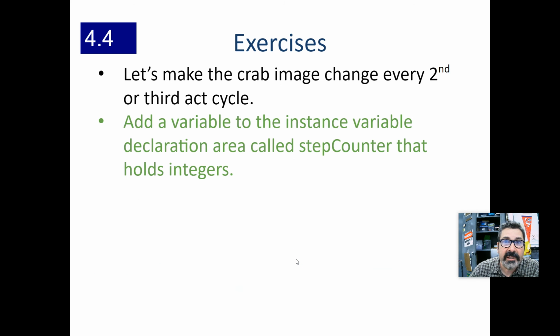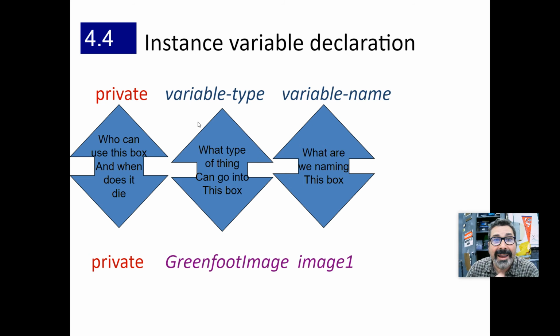All right, let's make the crab image change every second or third act cycle. Add a variable to the instance variable declaration area called stepCounter that holds integers. Okay, so you're on your own. Your job is to add a variable to the instance variable declaration area, called stepCounter, and it should hold integers. Now let me remind you how we've done it before.